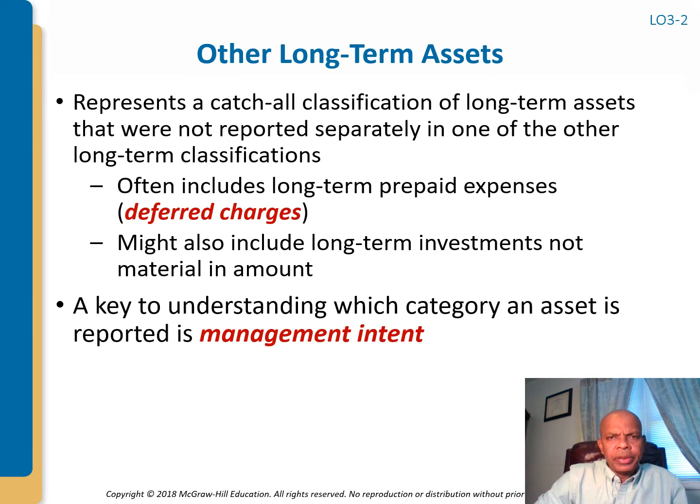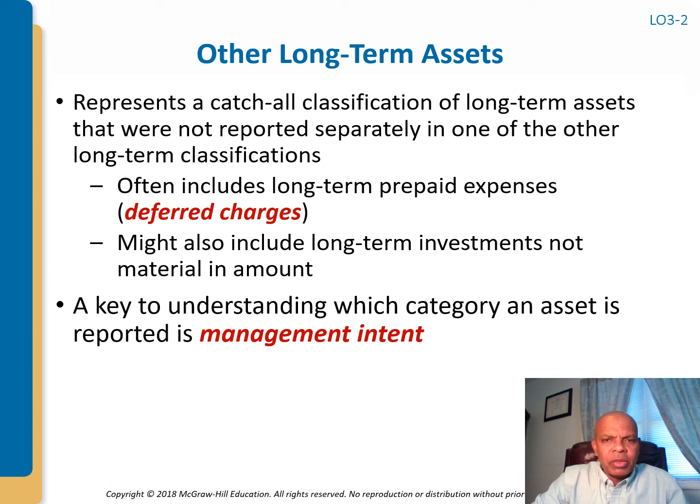Okay, we have other long-term assets. They represent a catch-all classification of long-term assets that were not reported separately in one of the other long-term classifications. What is left? You're going to put in other. You could put in here the long-term other types of assets that are not included. They include long-term prepaid expenses and deferred charges, like taxes. You can put those there as well. They might also include long-term investments not material in amount.